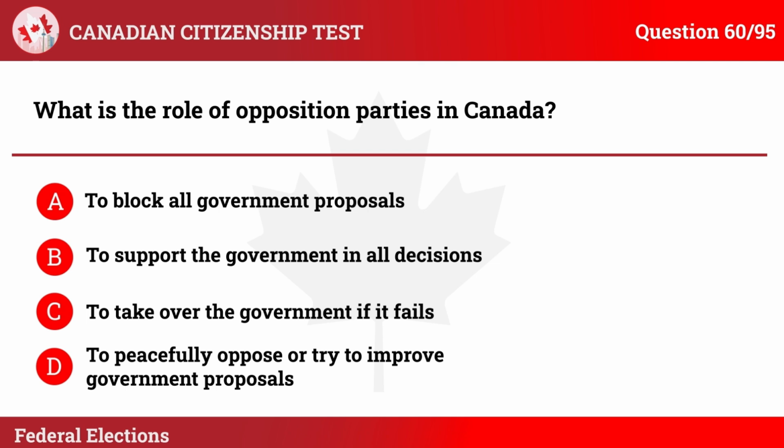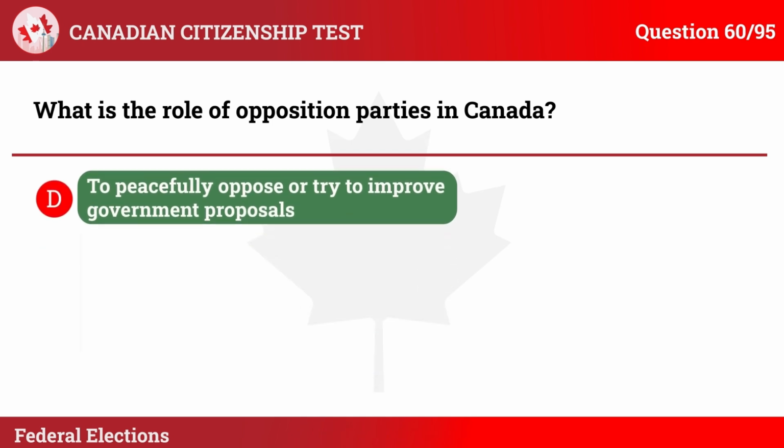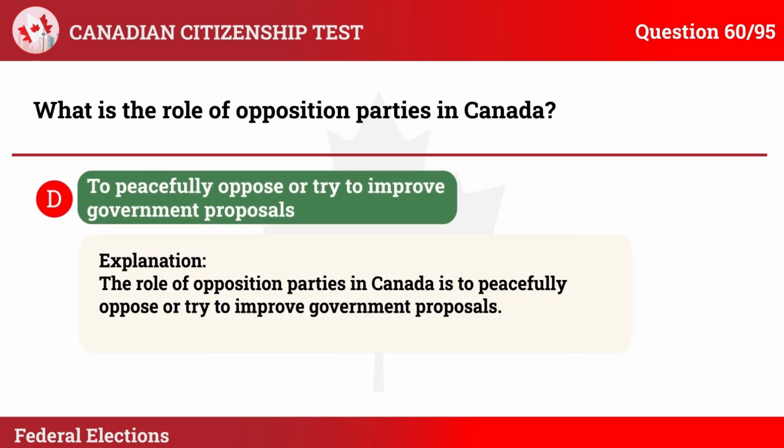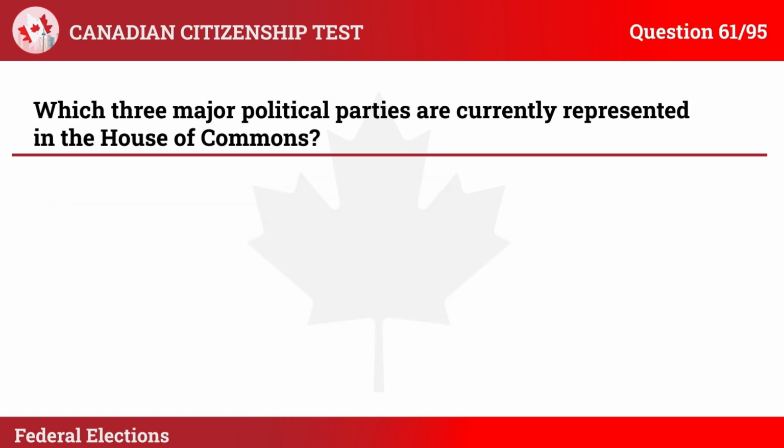The correct answer is D. To peacefully oppose or try to improve government proposals. Explanation: the role of opposition parties in Canada is to peacefully oppose or try to improve government proposals. Question 61. Which three major political parties are currently represented in the House of Commons?